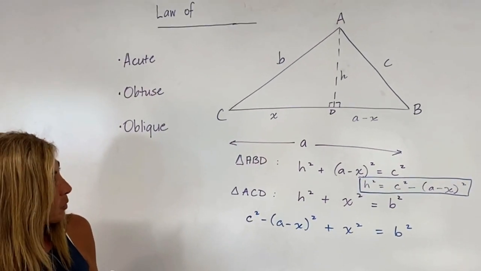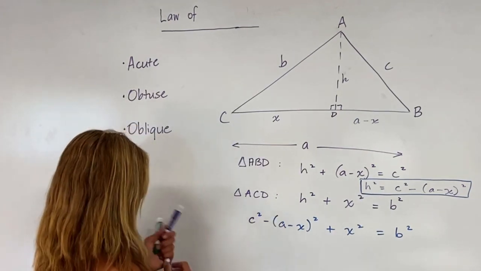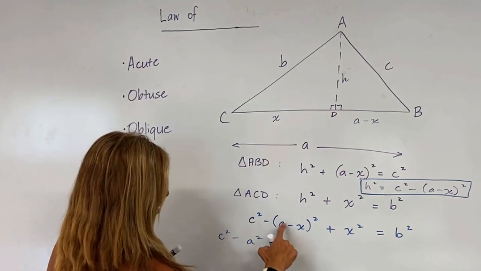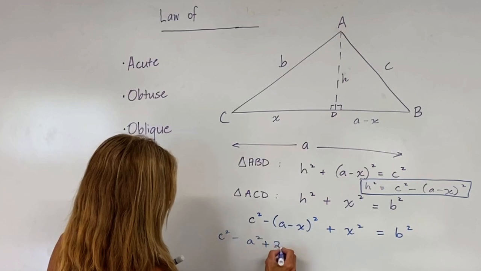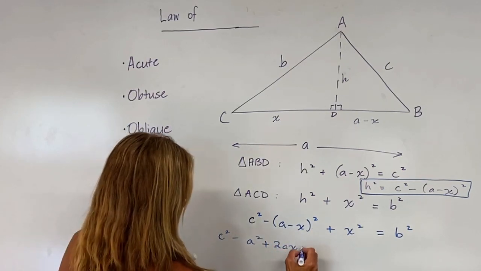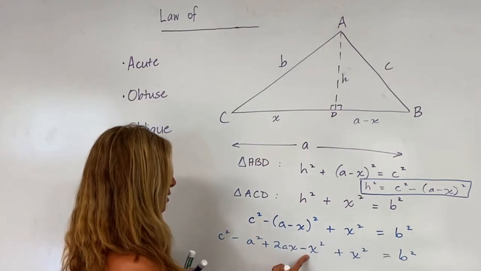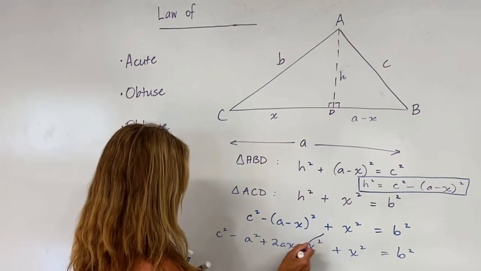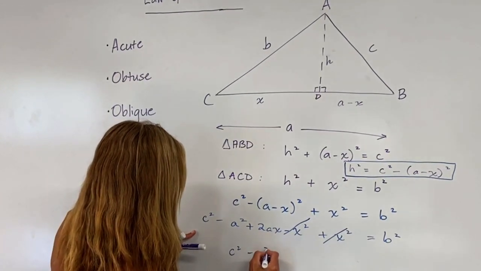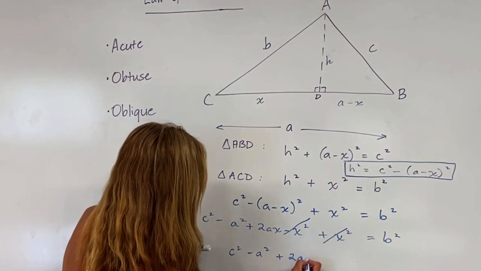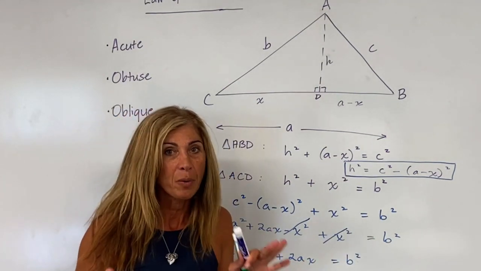Not too bad. We still have a little bit of unknowns here. So let's expand this. We have a squared minus 2ax, multiplying by a negative, which is plus 2ax, plus x squared times a negative. And what do you notice happens? Our negative x squared and our positive x squared simplify to 0. So we are left with c squared minus a squared plus 2ax equaling b squared. So we're very close to where we want to be.